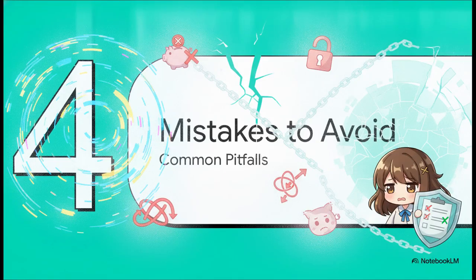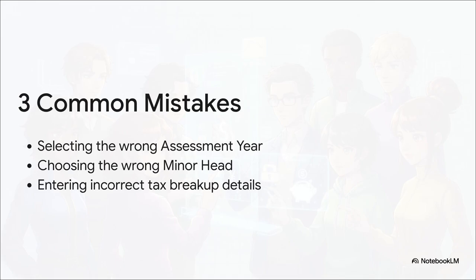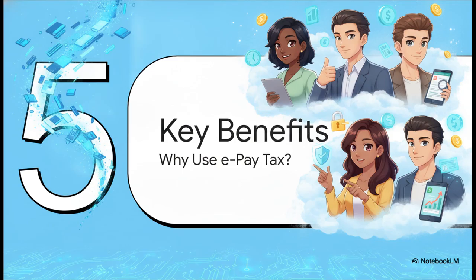Which brings us to Section 4, Mistakes to Avoid. We love how easy the portal makes things, but let's take a quick time out for a cautionary tale. Let's look at our checklist of actions you need to actively avoid. According to tax experts, there are 3 massive pitfalls that constantly catch taxpayers off guard. Mistake number 1 is selecting the wrong assessment year. As we just discussed, getting the year wrong basically scrambles everything else. Mistake number 2 is choosing the wrong minor head while making the payment. And mistake number 3 is entering incorrect tax breakup details when you're typing in your amounts. The golden rule here: verify literally every single detail, check it twice, and then check it again before you hit that final continue button.